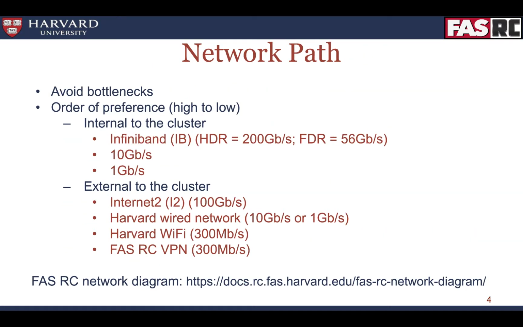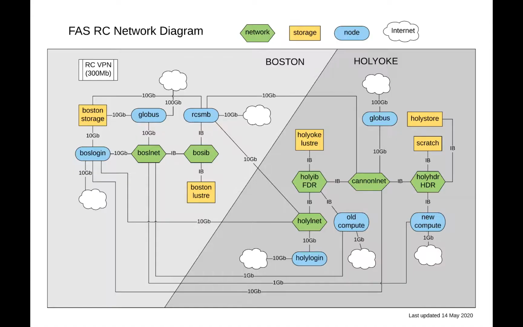The next step in determining the best transfer method is to find the network route between the source and destination with the highest end-to-end bandwidth for the fastest transfer. To help choose the best network route for your transfer, please refer to the FAS-RC network diagram linked in the slide. As you can see on the slide, the bandwidth sometimes changes between nodes along the network path, and you want to be aware of and avoid the slowest sections of path.